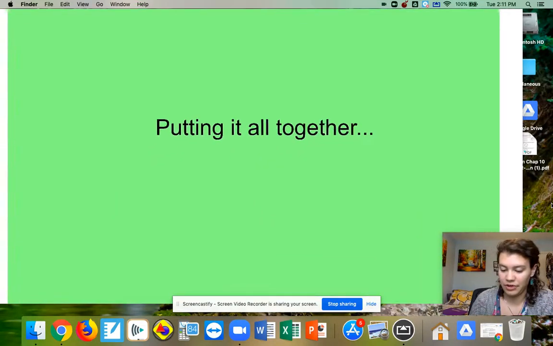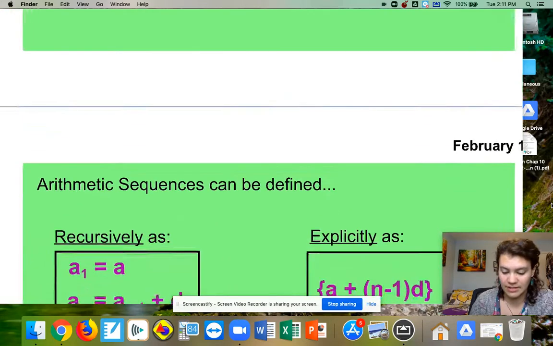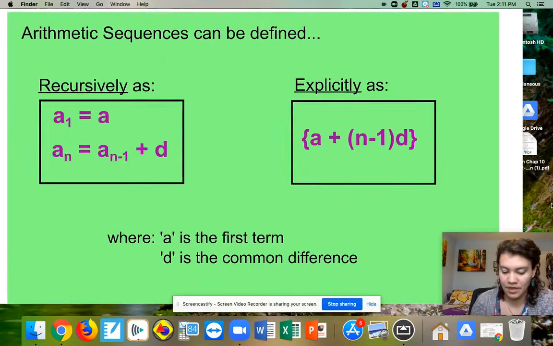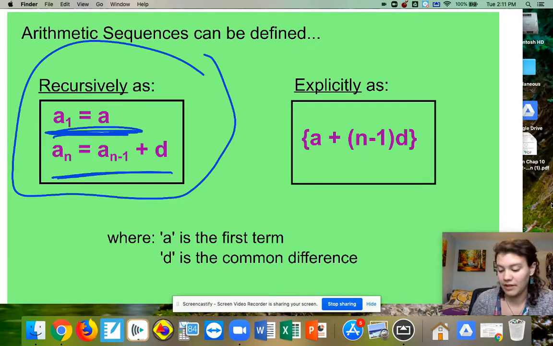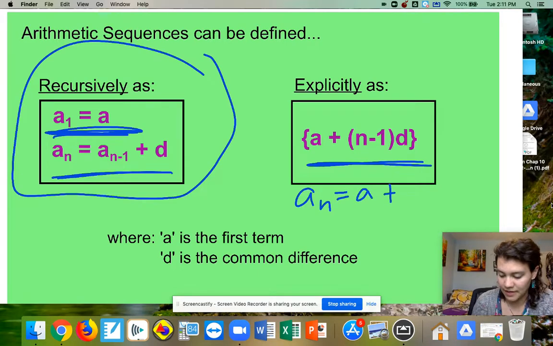So for arithmetic, putting it all together into one nice simple slide. Here it is. Recursively, define it like this. Make sure you always write down your first term as well as the formula. And then explicitly, you follow this formula. You can write it with the curly brackets, or you could write it like this. I don't really have a preference which one you do.